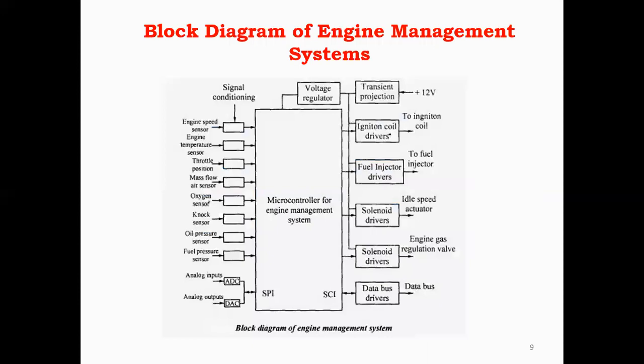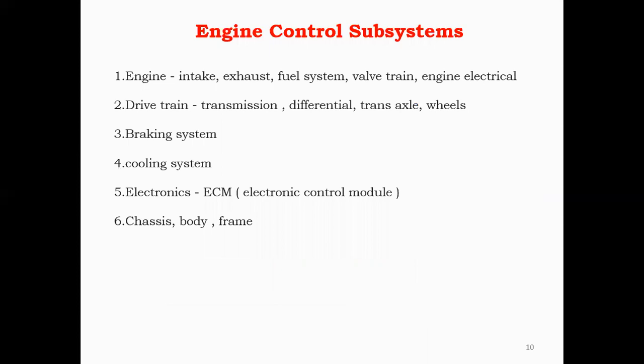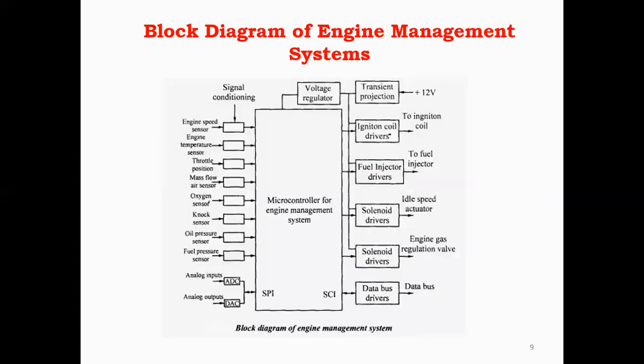So this is the block diagram of the engine management system. In this system, we have different kinds of sensor inputs. Then we have a voltage router and voltage regulator, and on the output side transient protection, ignition coil drivers, fuel injector drivers, solenoid drivers, and data bus. These are connected to the ignition coil, fuel injector, idle speed actuator, engine gas regulation valve, and data bus. So this is the block diagram of the engine management system.